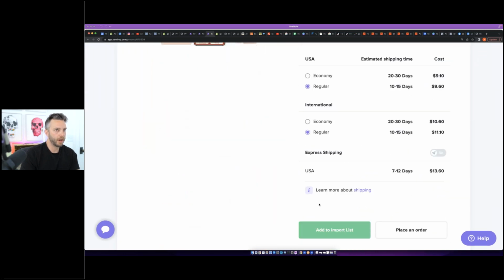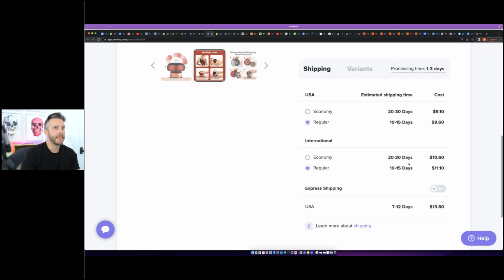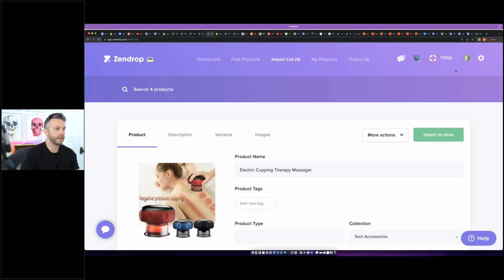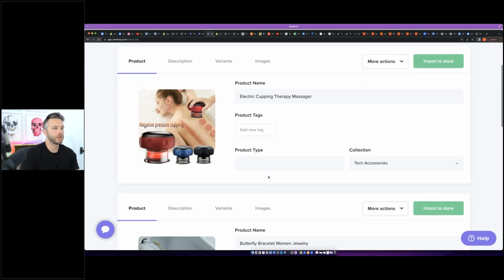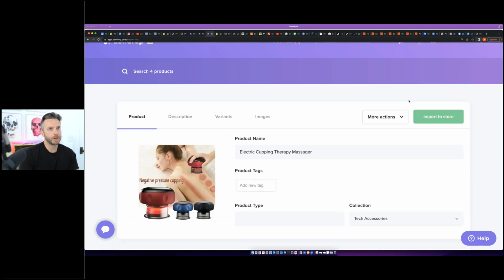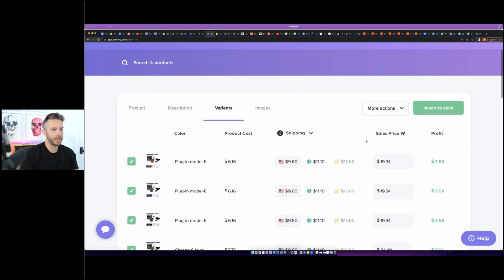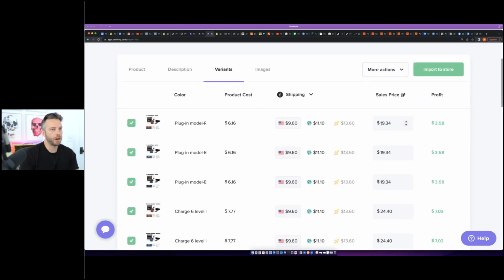So I can say, you know what, I want to add this to our store. Let's add it to our import list here. Okay. Now I can come up here to my import list, and there it is, electric cupping therapy massager. We would obviously want to do a little bit of research, like look on Amazon, see what this product is selling for before we really put a price on it. But just to give you an idea, they will automatically give you a suggested price.